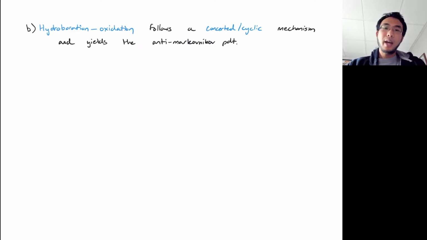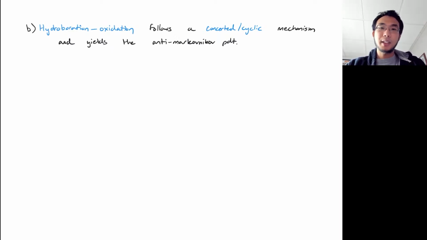If you're trying to go after the anti-Markovnikov product, then neither the strong acid hydration nor the oxymercuration-demercuration reaction will be useful. So what chemists came up with in time was a reaction sequence of hydroboration and oxidation. This follows a new type of mechanism that we'll call a concerted or cyclic mechanism. The word concerted for an organic chemist means that everything happens at once and there's no intermediate.